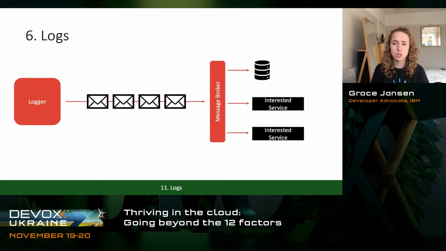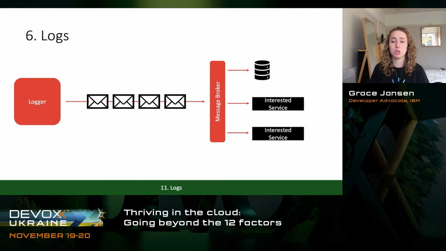Number 6, logs. So what is this one all about? This is about treating logs as event streams. So really you should be logging to stdout or stderr only. A truly cloud native application should never concern itself with routing or storage of its output streams. It should just be treated as an event stream. This links into the original 12 factor number 11, logs, so the title's the same.